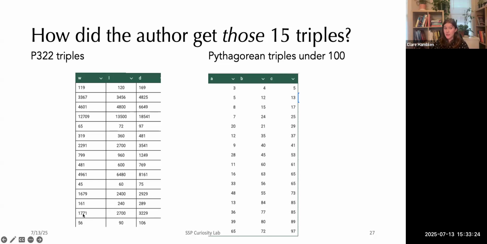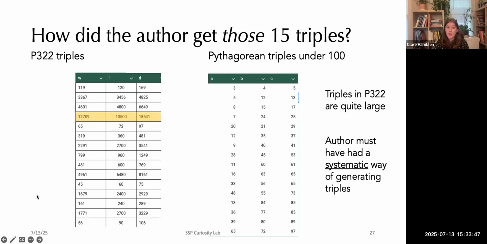That's not what we see here. Those are quite large. Especially this one. This is 12,709, 13,500, 18,541. If you were just guessing and checking or using an ad hoc method of calculating these values, there's pretty much no way you would arrive at some of these specific triples. So the author must have had some systematic way of generating triples.